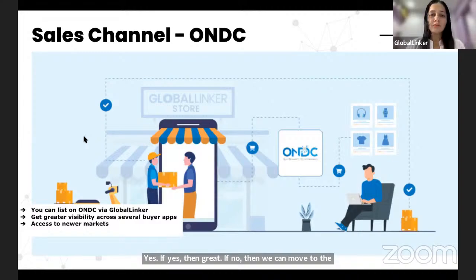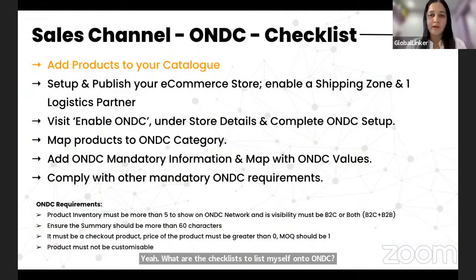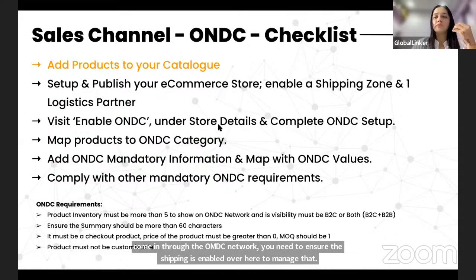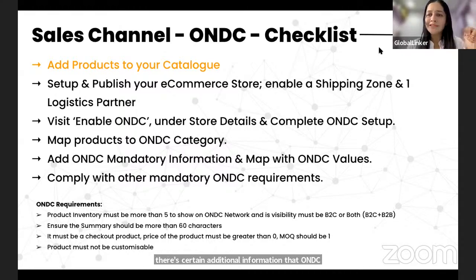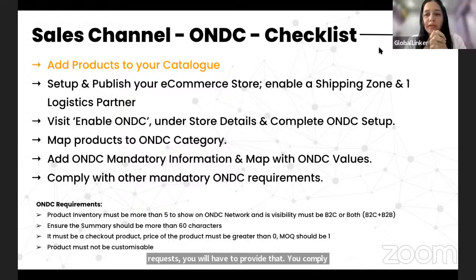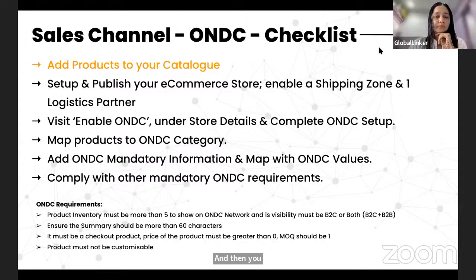What is the checklist to list myself onto ONDC? You have already added your products to your catalog. You set up and publish your e-commerce store. You have to enable a shipping method, because for any orders that come in through the ONDC network, you need to ensure shipping is enabled to manage that. You enable ONDC, you have to link yourself to ONDC categories, and there's certain additional information that ONDC requests. You'll have to provide that and comply with their requirements. You have to give your business information as well, and then you are ready to show on the ONDC network. There are certain other requirements as well. You can check that over here.